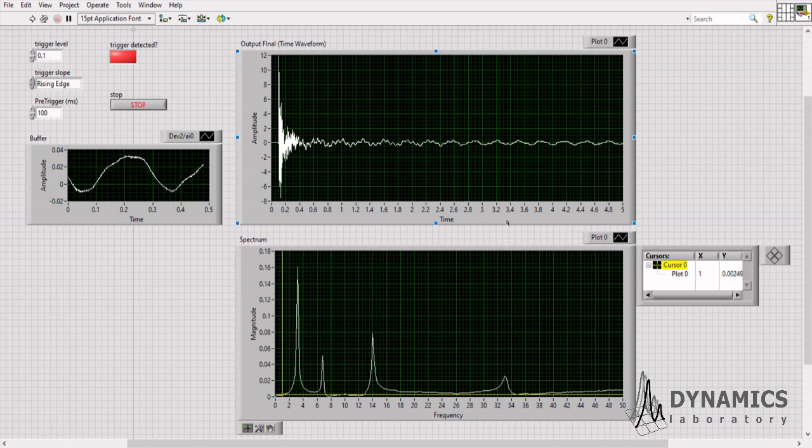After it stops, then you will see two graphs. The upper graph is the time domain, and the lower graph is the spectrum or frequency domain from the vibration response. Here, you will see four spectrum peaks, which may indicate the natural frequency of the system. The first one is 3.2 Hz, the second one is 6.8 Hz, the third one is 14 Hz, and then the last one is 33 Hz.